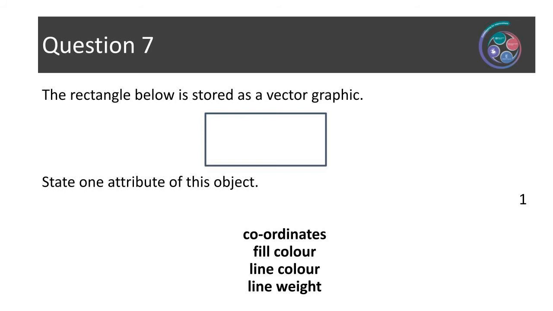This question is only asking you to state the attribute of the object, so coordinates, fill color, line color, weight, not the properties that would be stored with it. For example, fill color white, line color black. You don't need that level of detail. You just need to state one of the attributes.